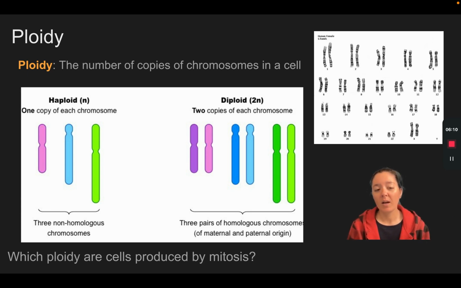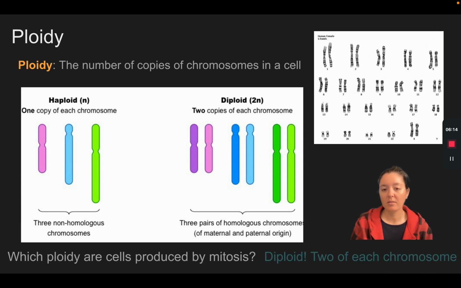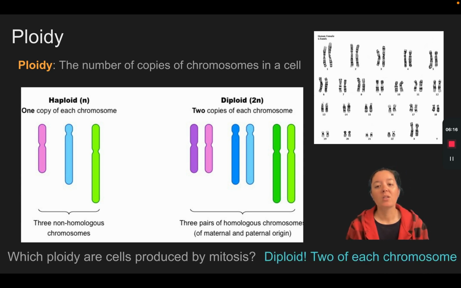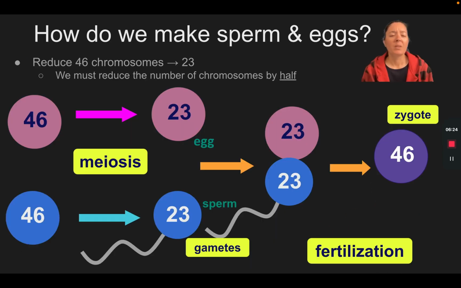So with this in mind, what ploidy are cells produced by mitosis? Diploid. There are 2 of each of those chromosomes when we go through mitosis. It just makes exact copies. But that still doesn't answer our question of how we make sperm and eggs. We have to reduce the number of chromosomes. We can't pass on all 46 of our chromosomes to our offspring. We need to contribute only half that number. So we need to reduce the number of chromosomes by half.